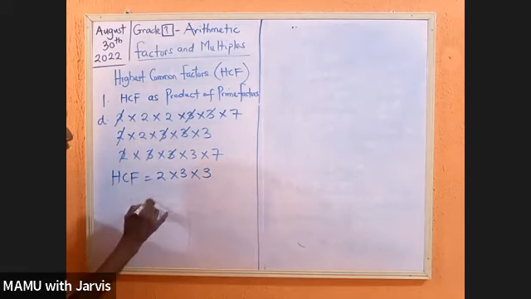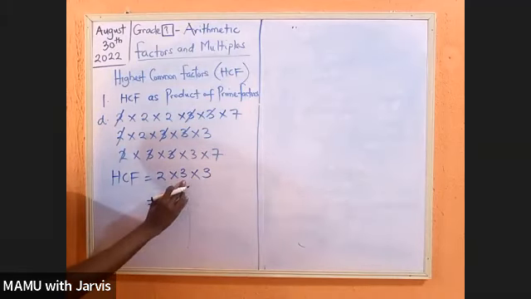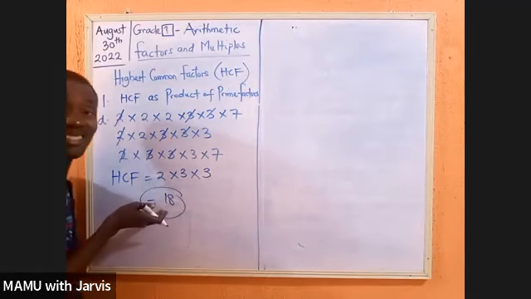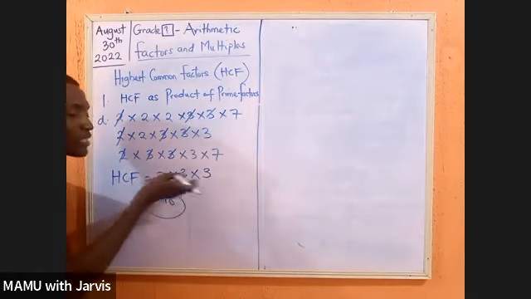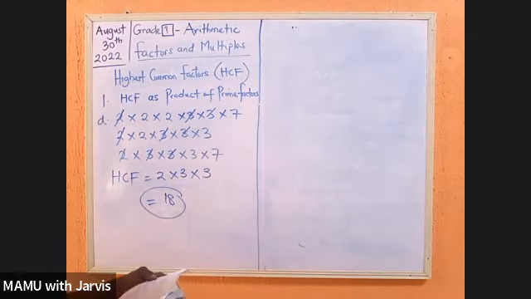We can also go ahead. Let's assume we're told to find what the value will be. The value will now be 2 times 3, 6 times 3, 18. But remember that I am the one only doing this. The question says I should leave it as product of prime factors. All right. So that takes care of that.